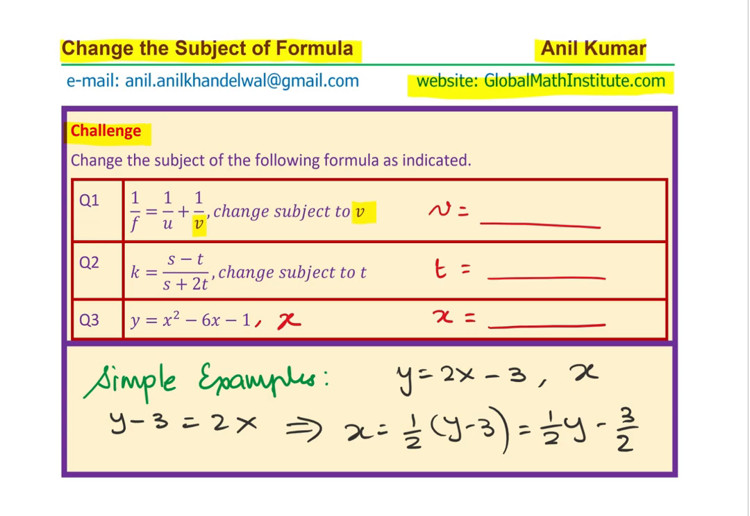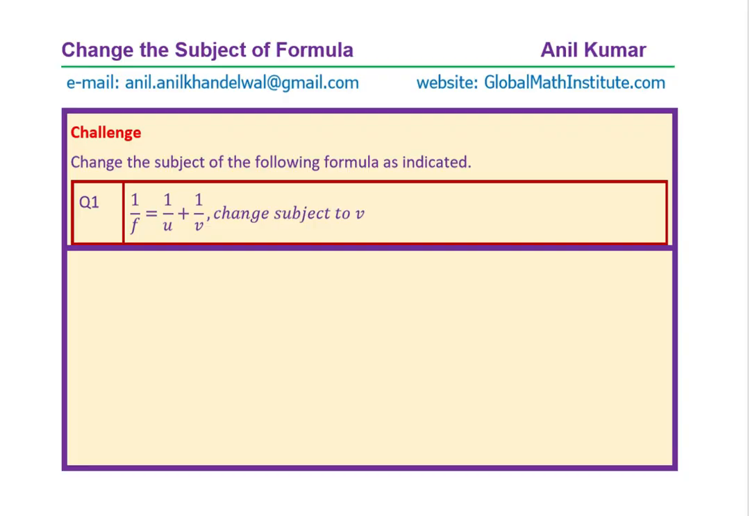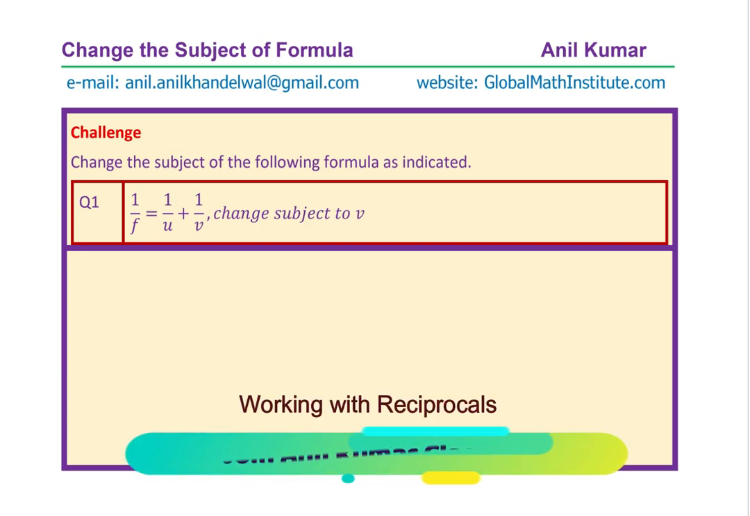Now let us see how we change the subject for these 3 questions one by one. So let's take the very first one, which is 1 over f equals 1 over u plus 1 over v. Can you change the subject to v? We'll now learn this strategy.